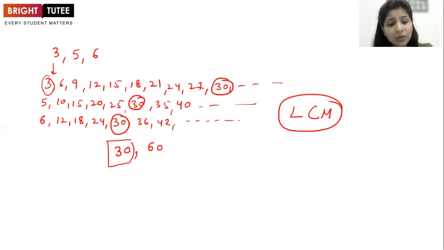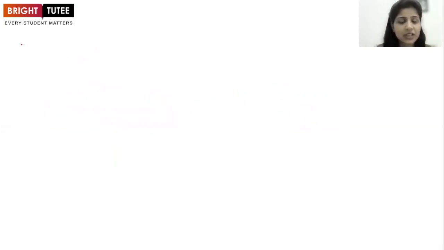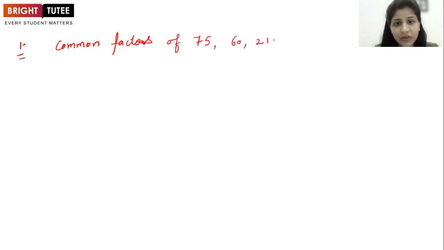Now we have some more properties or some more divisibility rules. Before discussing them, let us discuss some questions. The first question that I am going to discuss is, you have to find common factors. We have to find the common factors of 75, 60 and 210. So these are the three numbers. Let's try finding out the common factors.